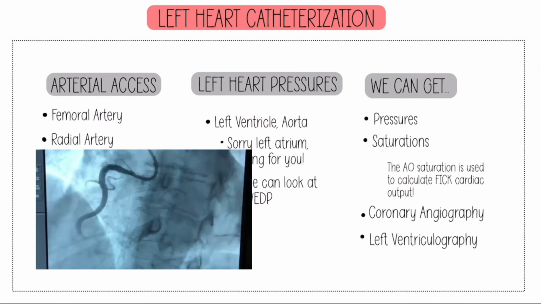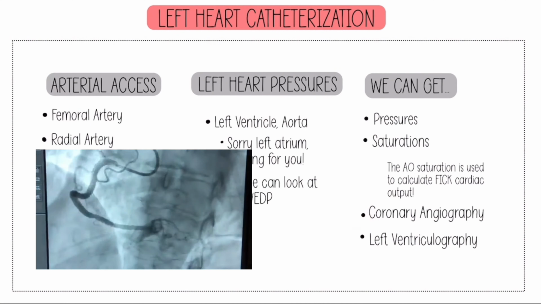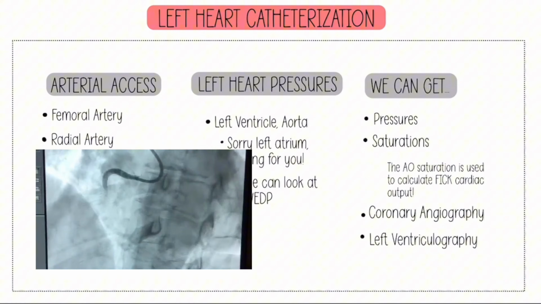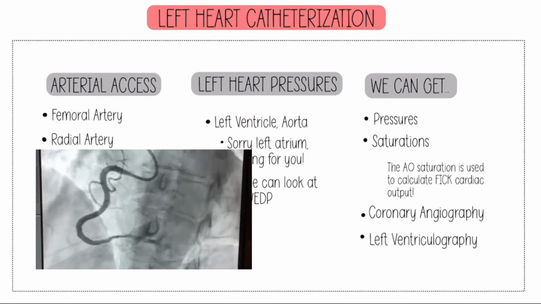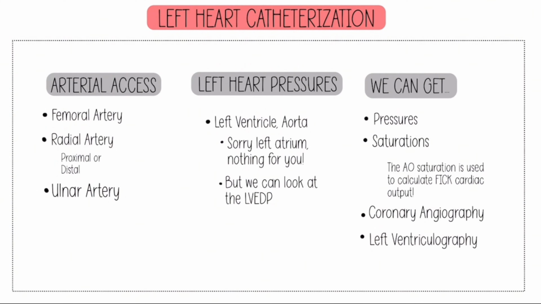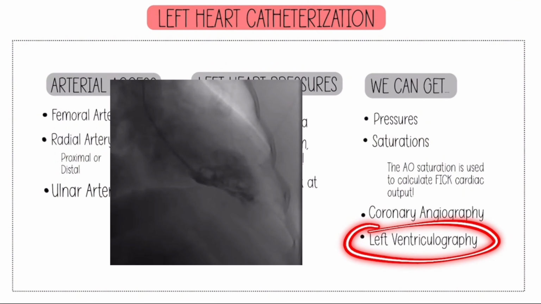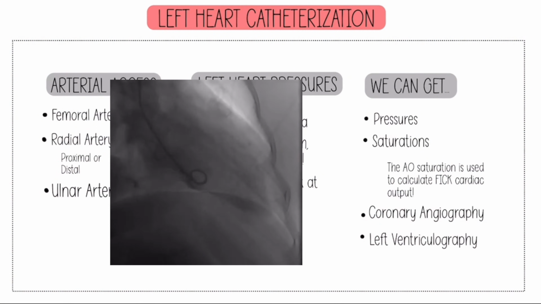We can do coronary angiography. That is one of the number one reasons for getting a left heart cath: there's something wrong, or we perceive that there's something wrong with their coronary arteries, some type of ischemic disease. A left ventriculogram, this is not always performed anymore, but it definitely can be, and it gives us a lot of information, especially for Takotsubo patients.